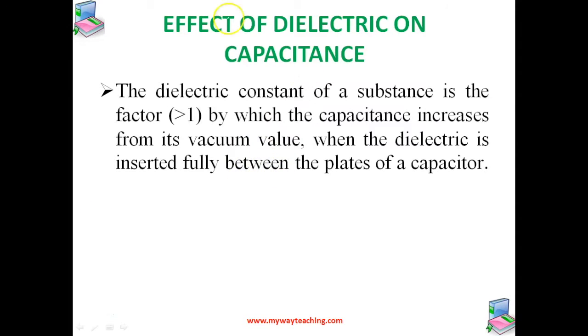In this part, let us study the effect of a dielectric on capacitance. Let us see how the capacitance of a parallel plate capacitor is modified when a dielectric is present. The dielectric constant of a substance is the factor by which capacitance increases from its vacuum value when the dielectric is inserted fully between the plates of a capacitor.